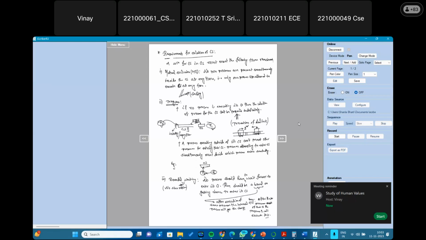Or you can say, if I am elaborating, there is a limit to how many other processes are able to access their critical section before the requested process's request is granted, right? So this is bounded waiting.